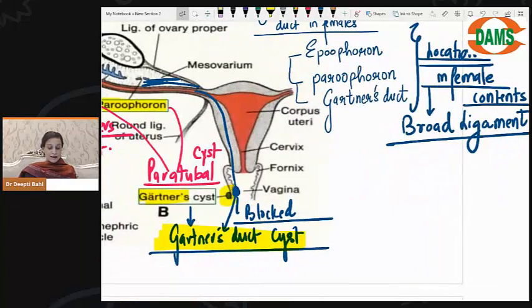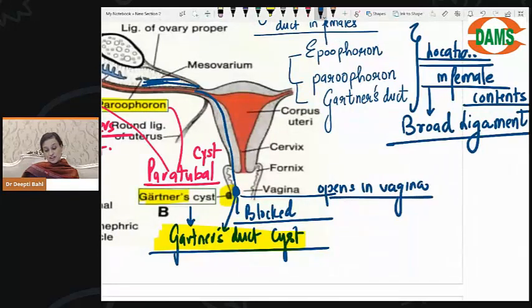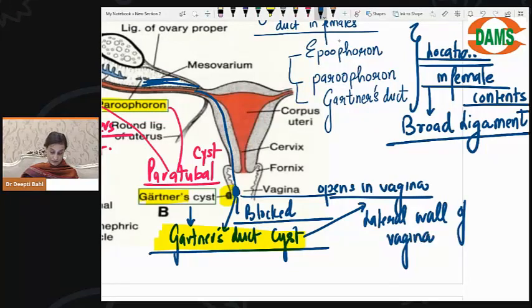So paratubal cyst will also be present in the broad ligament. But as I said, the Gartner's duct sometimes can be present along its entire length, and then it opens in the vagina. Which means, where will you see the Gartner's duct cyst? The Gartner's duct cyst is seen in the lateral wall of vagina.